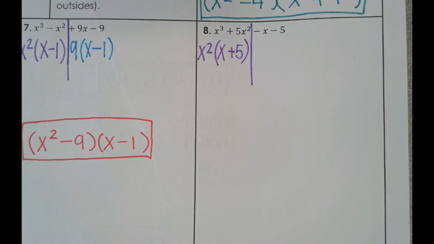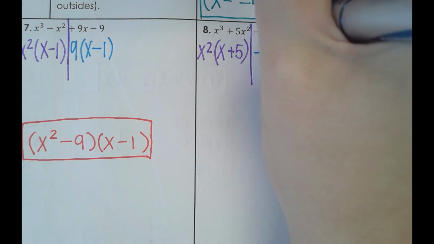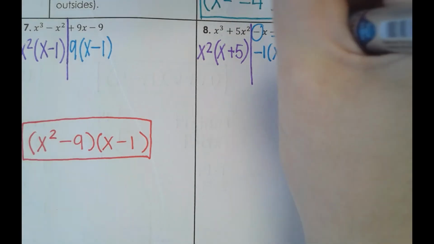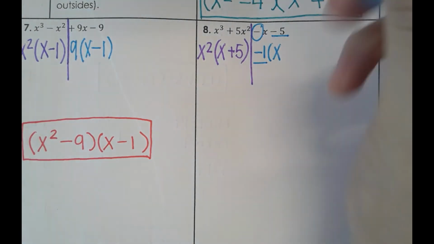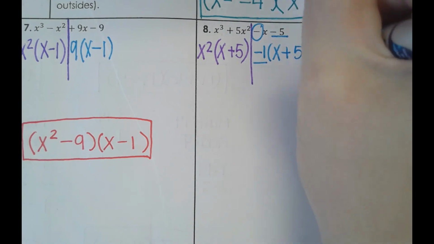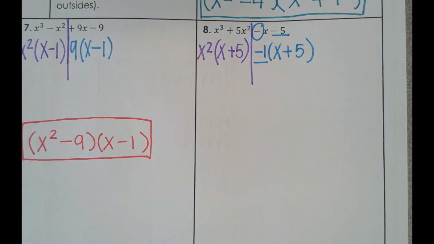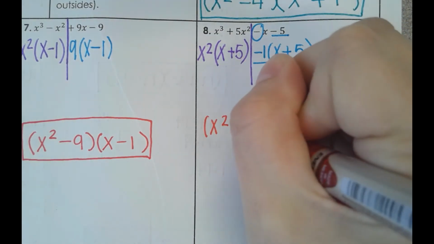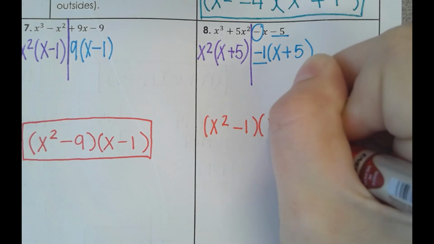Now, on the other side, x and 5 don't really have anything in common. So I'm just going to write -1. I have to make it negative because that first sign was negative. So -1. But there's a minus sign. Okay. Well, negative 5 divided by negative 1 is positive 5. So those do match. And we're left with x squared minus 1, x plus 5.